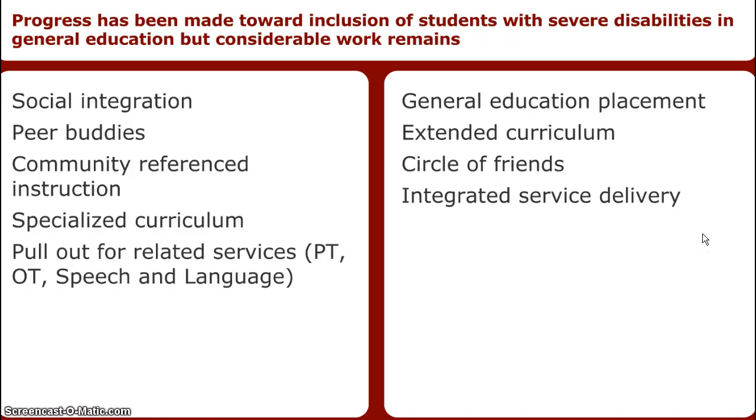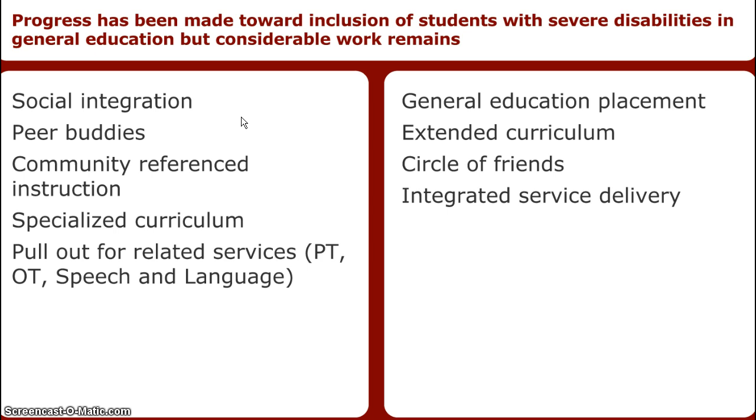Well, in recent years, what we begin to understand is that as long as we're teaching people separately, then they're not going to see the world the way other people are. And so we began to look at inclusion. And at first, inclusion looked at social integration, peer buddies, looking at community referenced instruction. So we're not going to just look at how do you go to a store, but how do you go to the store that your family goes to, like Walmart.